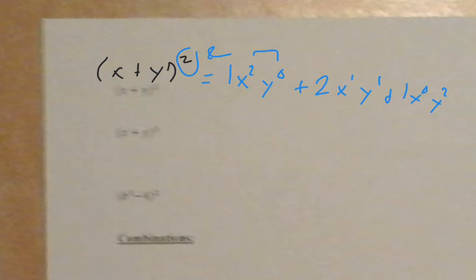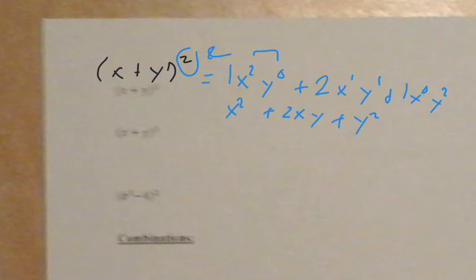So when we simplify this out, we have 1x squared times 1, which is just x squared, plus 2x to the first times y to the first. So we have plus 2xy. And then we have plus 1 x to the 0, which is 1, times y squared, plus y squared. So that's how we simplify binomials with Pascal's triangle. We're going to do one more, just so you can really see the exponents going down and going up.